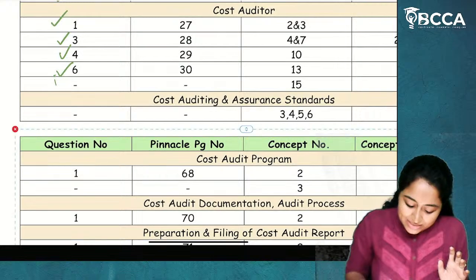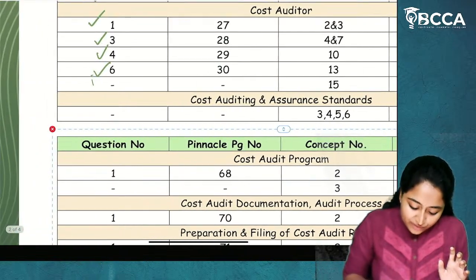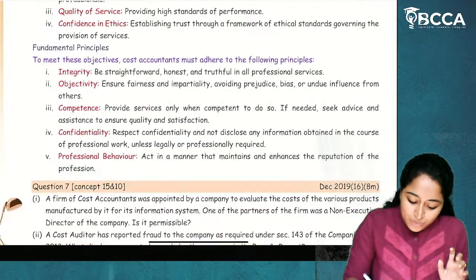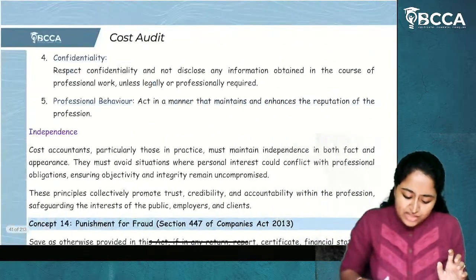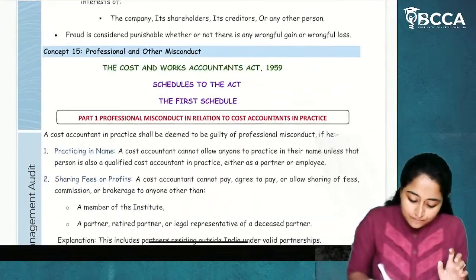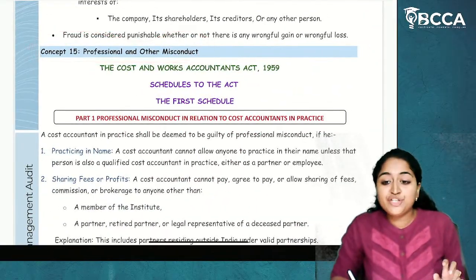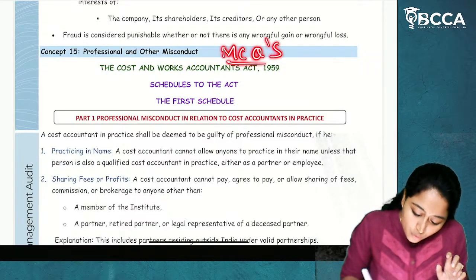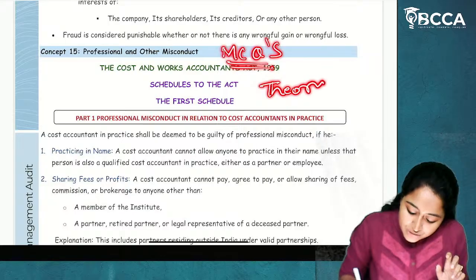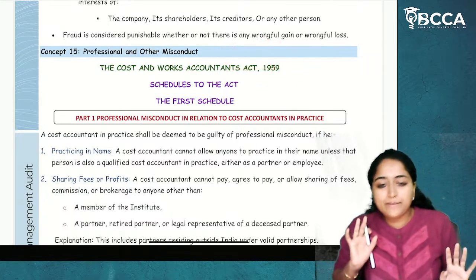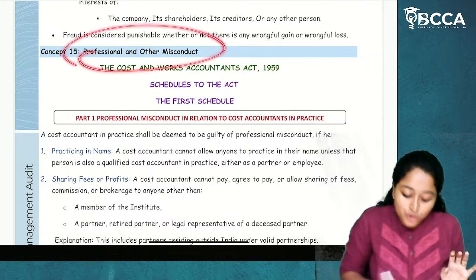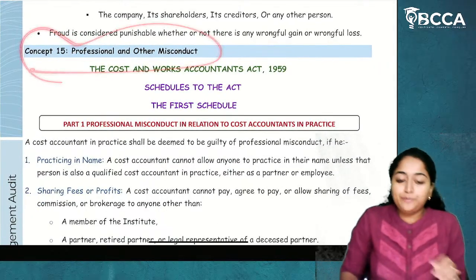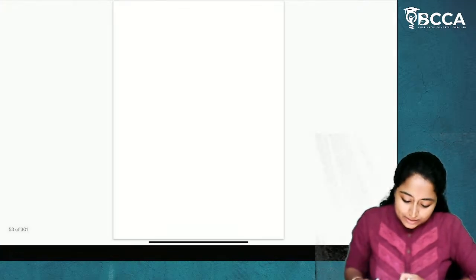Now, what is next? Next, I have given concept number 15, which is very, very important: professional and other misconduct. This can be tested in your MCQ also. This can be tested as a theory question also. However, this can be tested in your examination. So MCQ can be tested, and theory questions can also be tested. Now, what is concept 15? Professional and other misconduct.